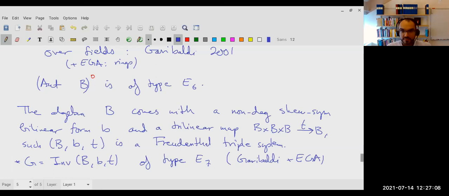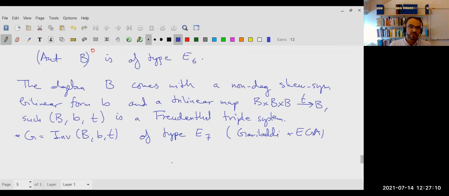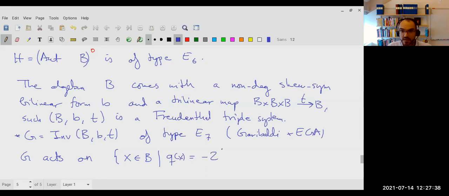So this I call G, and let's call this connected component H. In fact, G acts on the set of all X in B such that Q of X is equal to minus two. So what is Q of X?